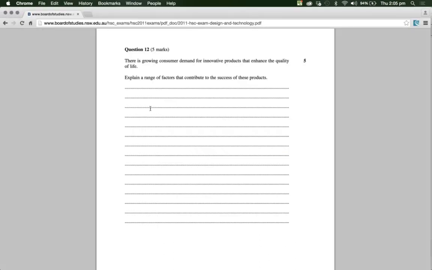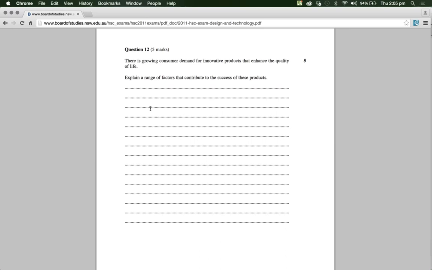Here's an HSC question. You're going to plan your answer together. Contribute to the success of these products. So, innovative products. Remember, we've been talking about innovation and all the innovative products. So there's growing consumer demand for innovative products that enhance the quality of life. Explain a range of factors that contribute to the success of these products.